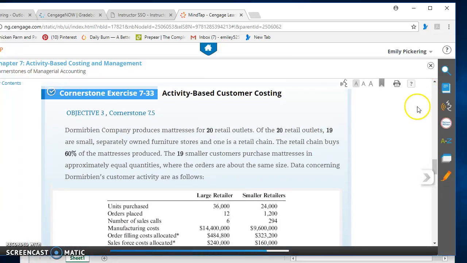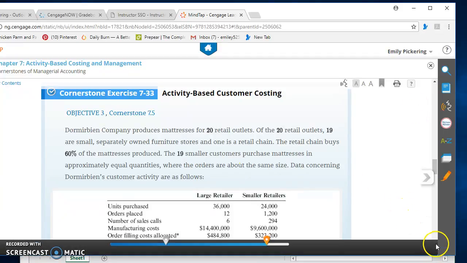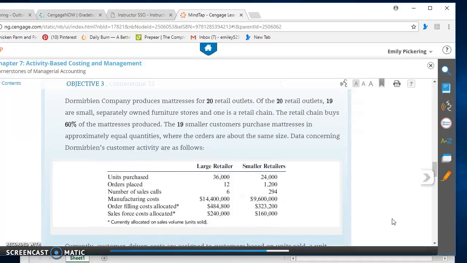So the next one we're doing is Cornerstone 733. We're going to do customer costing. So typically the larger customers that order less frequently are a lot cheaper than the smaller retailers that order much more frequently. But let's go ahead and calculate the cost of each one. Now, there are two cost drivers that we're going to take a look at. It's going to be order filling costs and sales force costs.